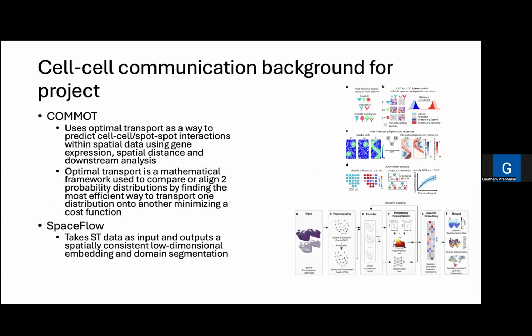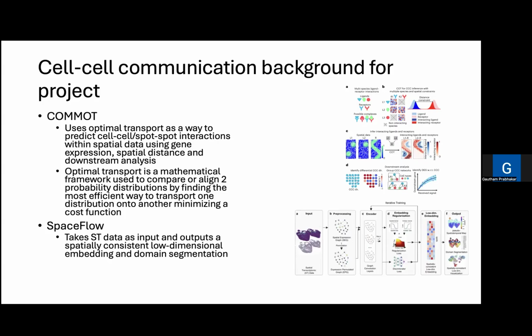As a basis for my method, which I'll get into, we used publicly available methods from Qing's group, specifically Comet and Spaceflow. Comet uses optimal transport as a way to predict how cells interact within a tissue space, or if you're looking at Visium data, how two spots in the space interact with each other. It uses gene expression, spatial distance, and downstream analysis to look at whether an interaction is causative or coincidental.